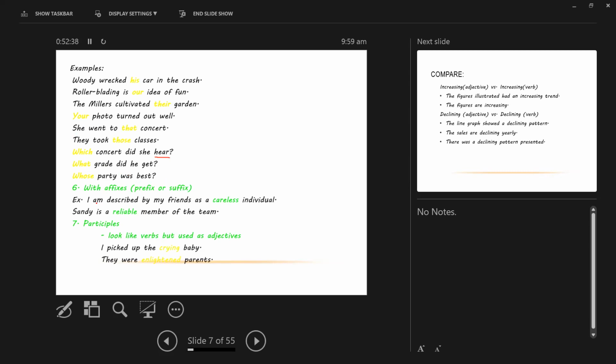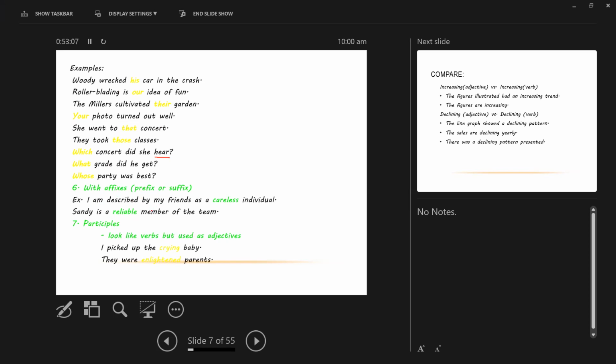And we still have 6 and 7 different forms of adjectives. So we have number 6 with affixes. When we say affixes, it can be either a prefix or a suffix. An affix is either of the two. It can be at the beginning or at the end of a word.